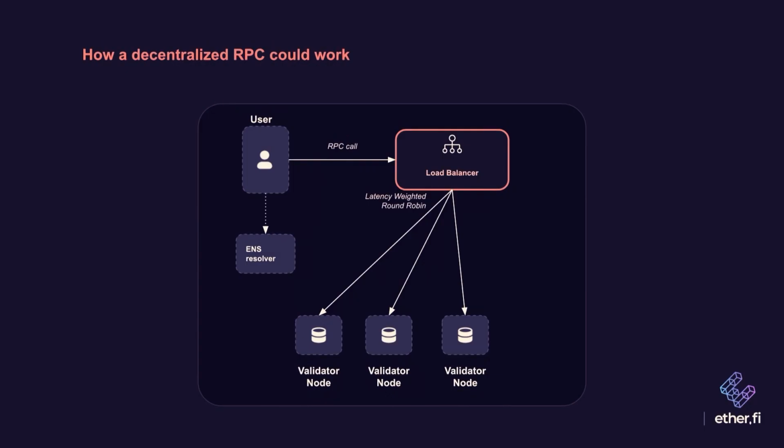So as a user, if you now make a request, basically the same RPC call that you're sending to Infura via MetaMask or some wallet or via Uniswap, whatever, those RPC calls go to the load balancer, and the load balancer uses latency weighted round robin.